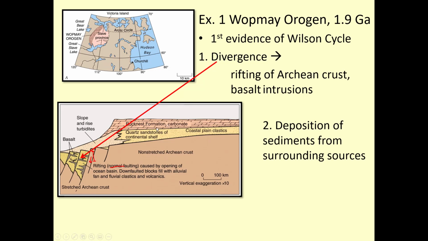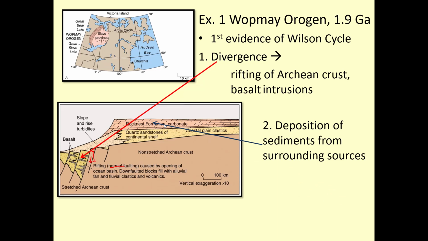So remember, this connects back to the idea of a marine transgression as those pieces of land are moving farther away, where we have coastal sediments being deposited here in the sandstone, overlain by deeper water carbonate sediments. So there's our evidence for divergence.